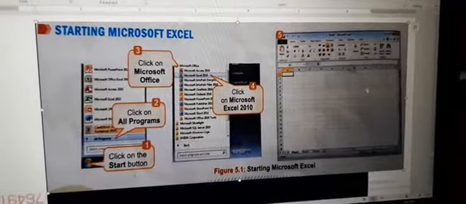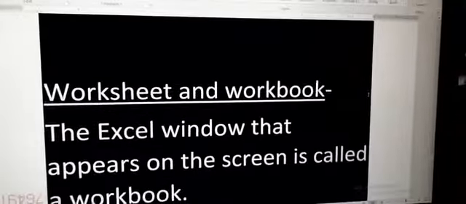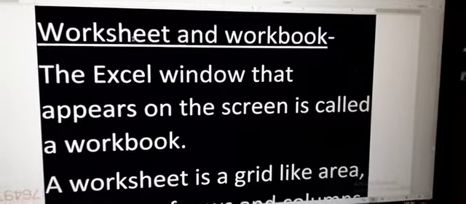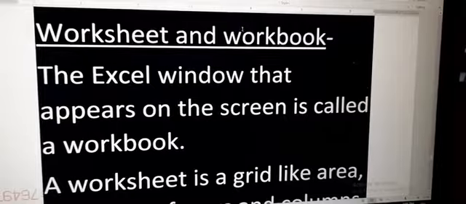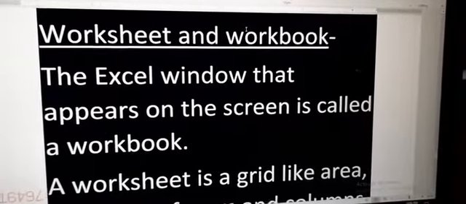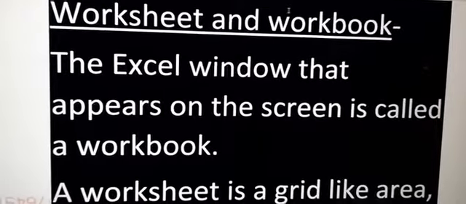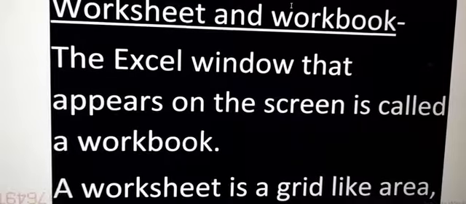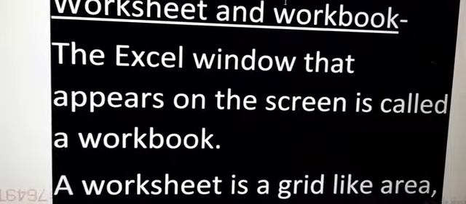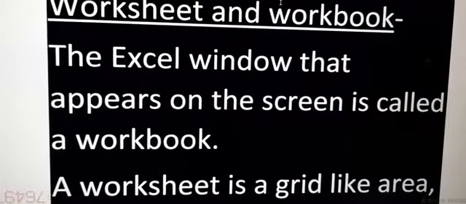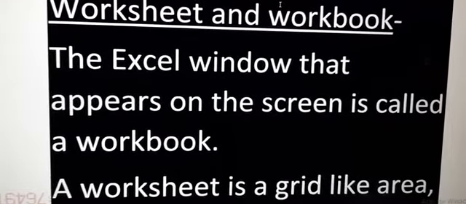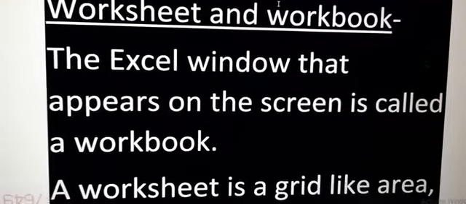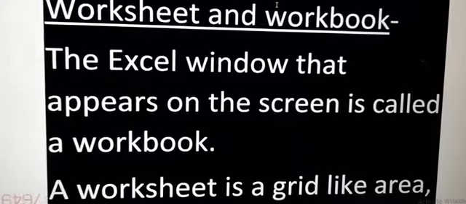Okay students, after starting Microsoft Excel, we will go to the next point. Firstly, we should know the meaning of worksheet and workbook. What is the meaning of worksheet and workbook? The Excel window that appears on the screen is called a workbook, and it is assigned a temporary name as Book1. That is by default. So what is a workbook? Workbook is a window that appears on the screen.